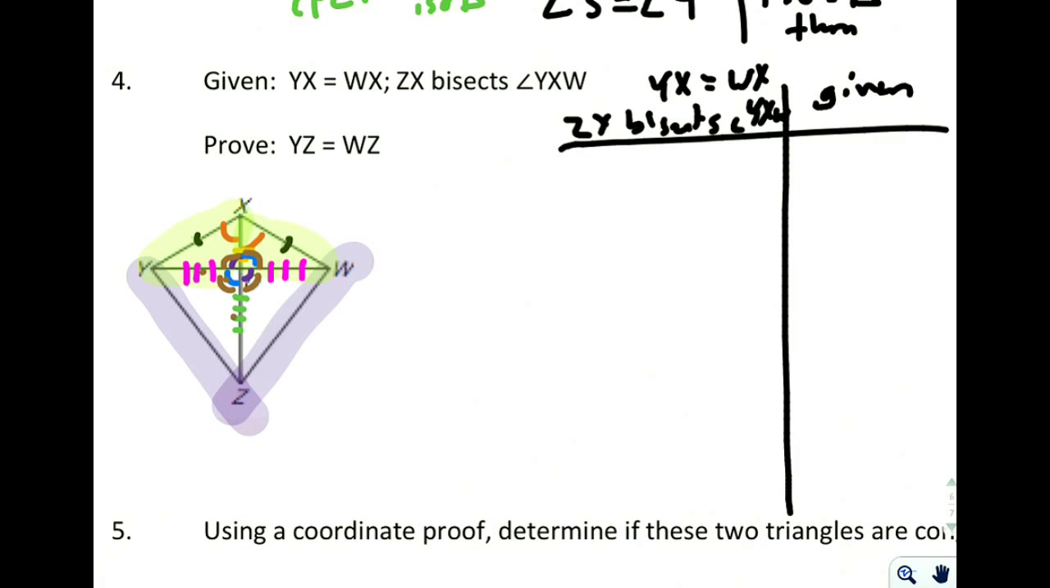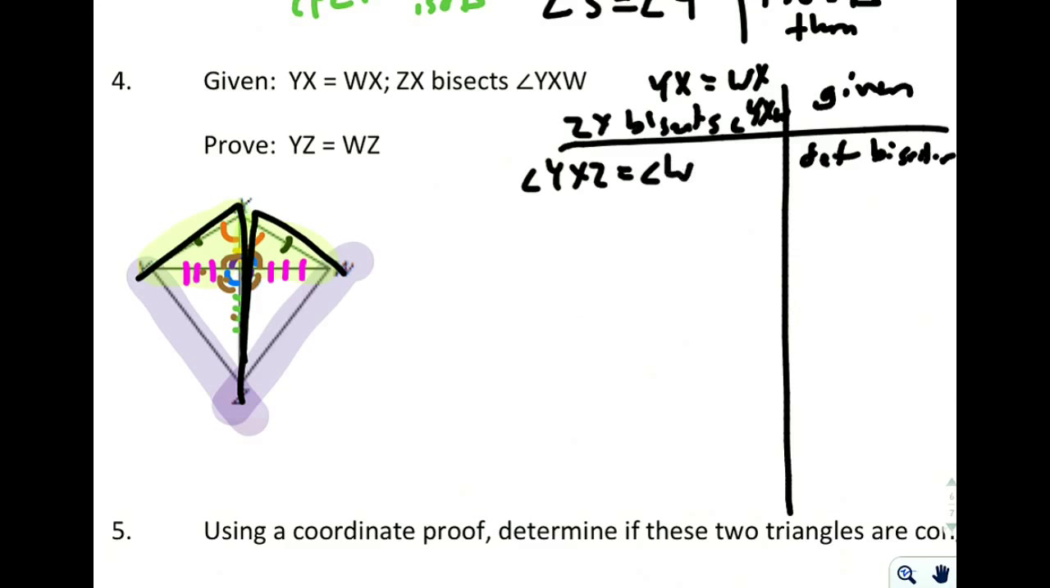Next thing, we took the definition of the bisector, because we were given a bisector, and we used it to say that angle YXZ is equal to angle WXZ. So we have those two angles equal by the definition of the bisector.